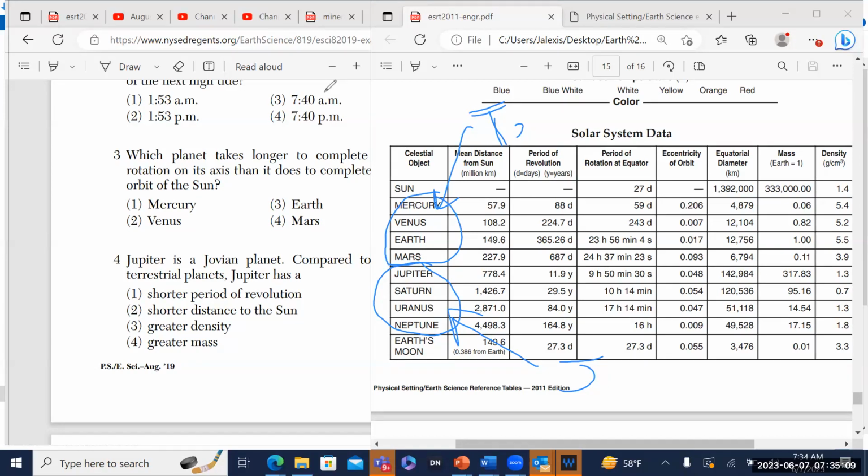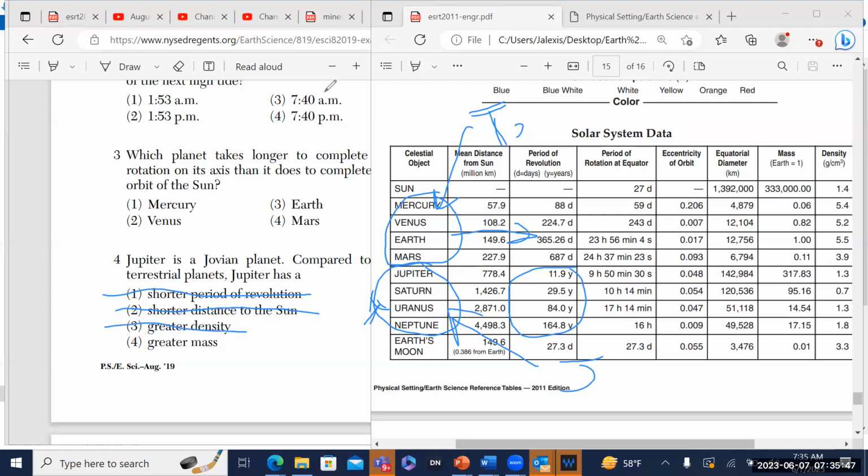So shorter period of revolution. It can't be that, because the Jovian planets are the last 4 planets of the solar system. If you take a look, their period of revolution is in years. The terrestrial planets' period of revolution is in days, right? So a Jovian planet takes much longer to go around the sun. Jovian planets do not have a shorter distance from the sun, because Jovian planets are the last 4 planets of the solar system, as we stated here. Jovian planets have a greater distance.